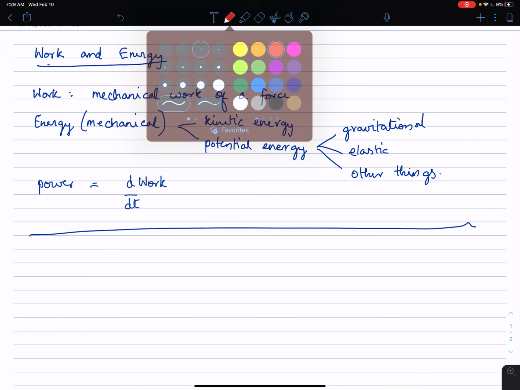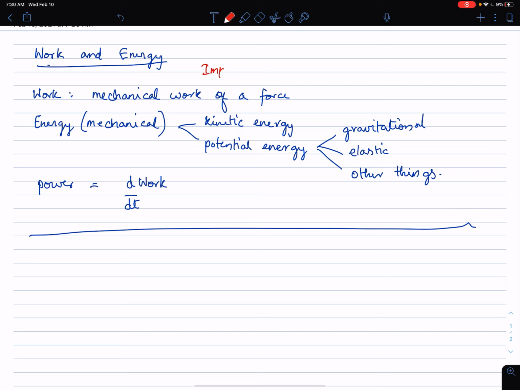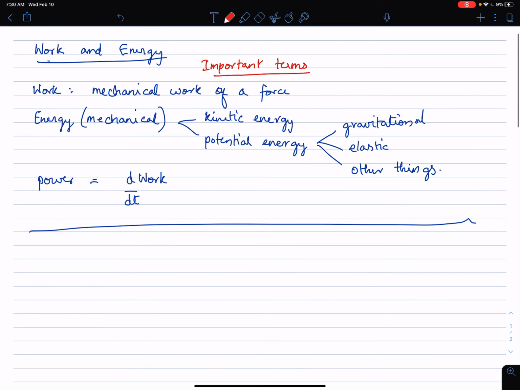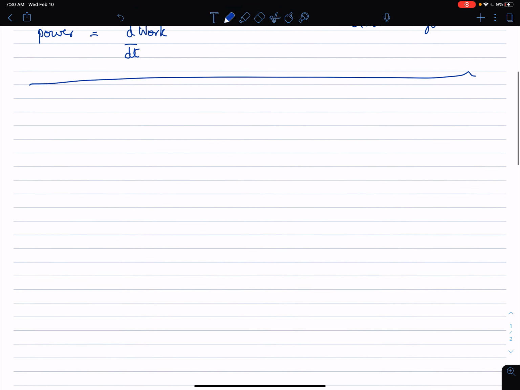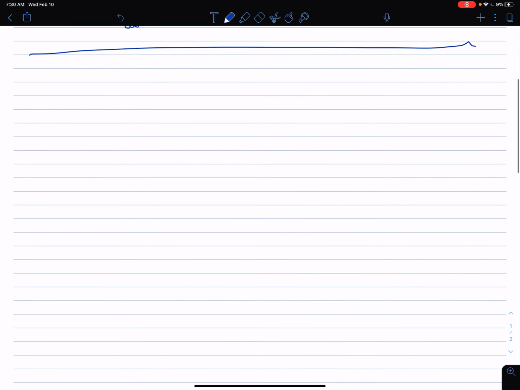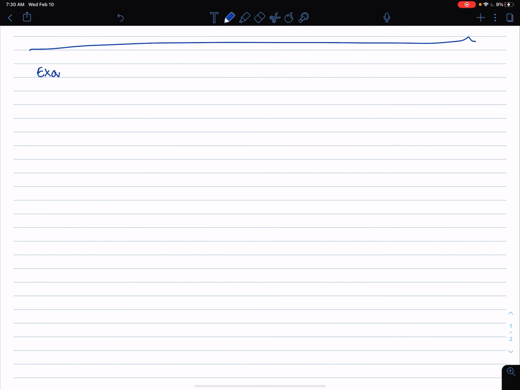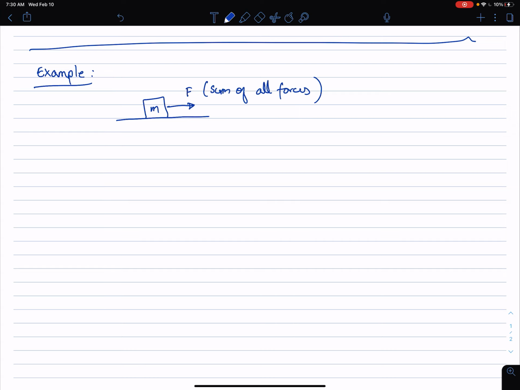So these are the important terms in this area. Okay, so now let's look at actually an example to motivate some of these terms before actually carefully defining them. Example, if you will. Let's consider a mass on a table, and you have a force F on it. This is the sum of all external forces on this object, and let's say we are defining x from some wall here, some fixed position on the earth.